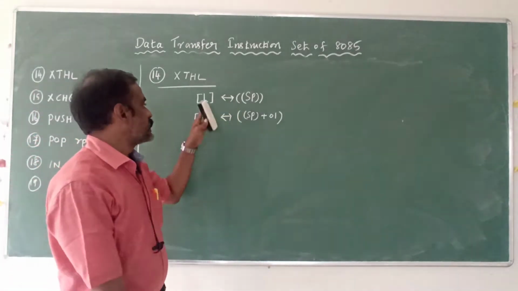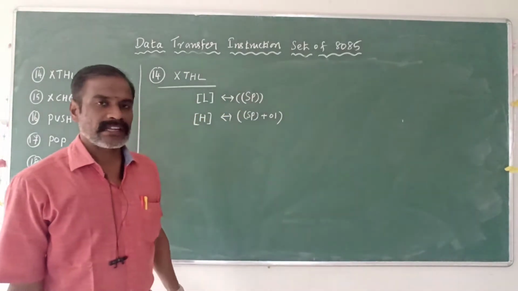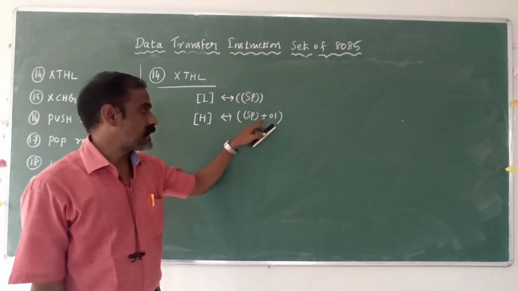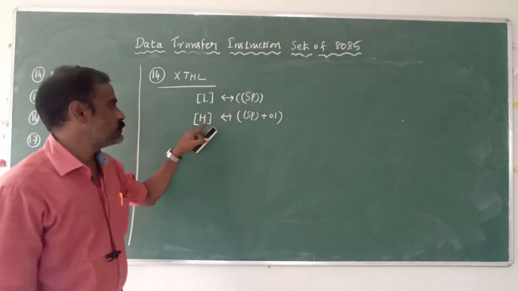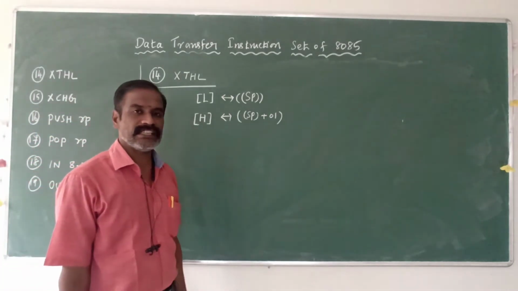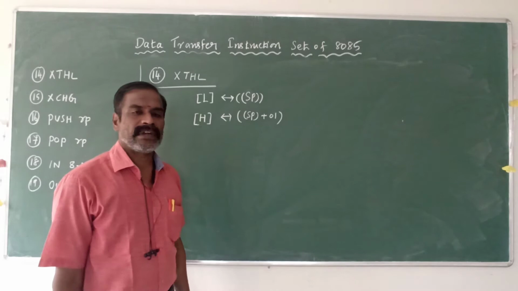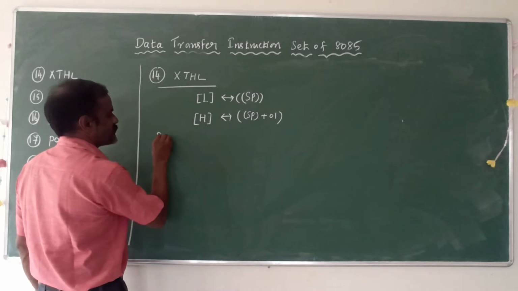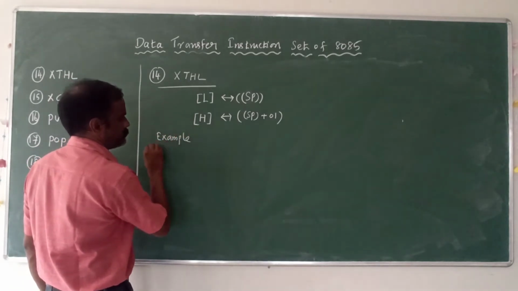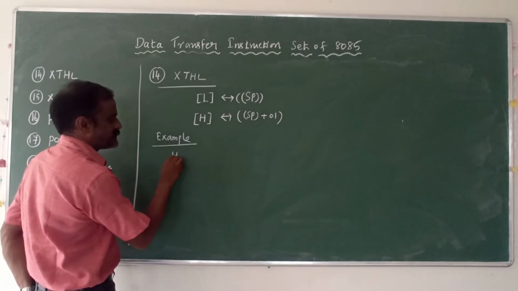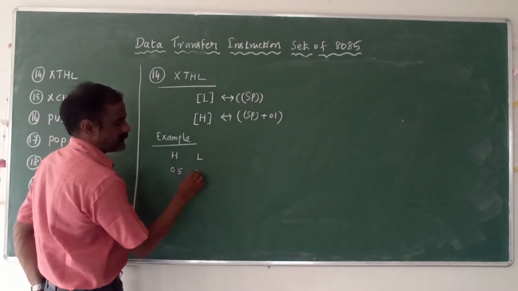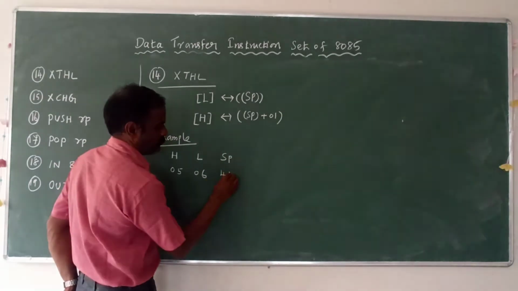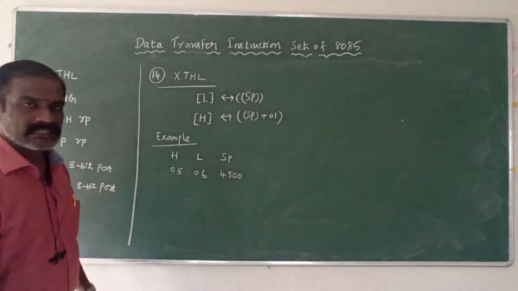Okay, this is for exchange. Exchange means the L register data is moved to the stack pointer address and the H register data is moved to the stack pointer plus 1 address, and then the stack pointer plus 1 address data is moved to H. This is to exchange the data between the stack and the HL register pair content. Here is an example: H register 05 and L register 06, and the stack pointer address is 4500.